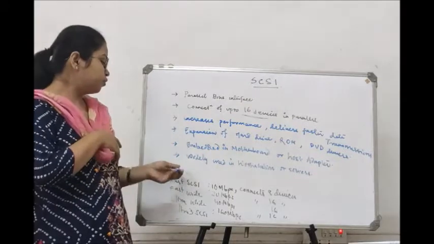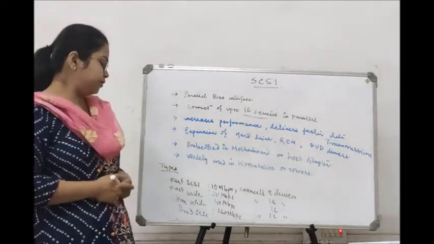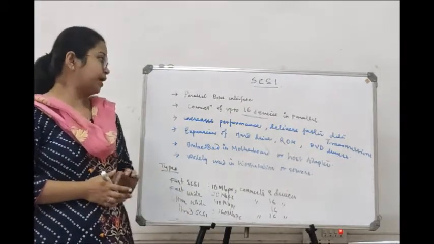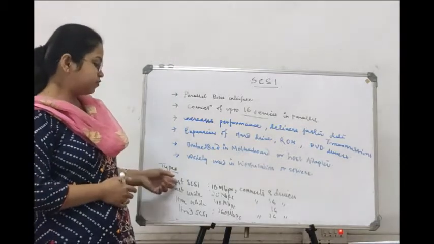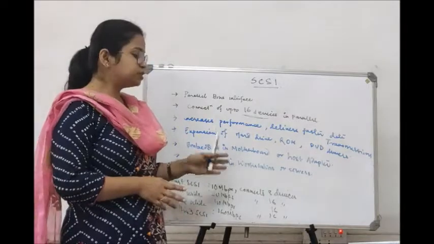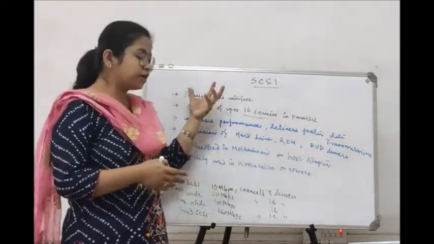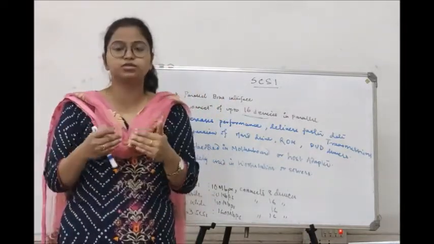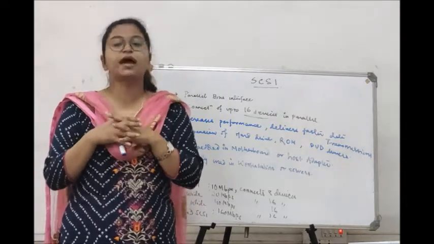So what are the types? Let's come to the types. There are basically four types of SCSI. You just need to remember all this, so that if it is asked, you can answer. This is very common knowledge that every computer science or IT student must have.